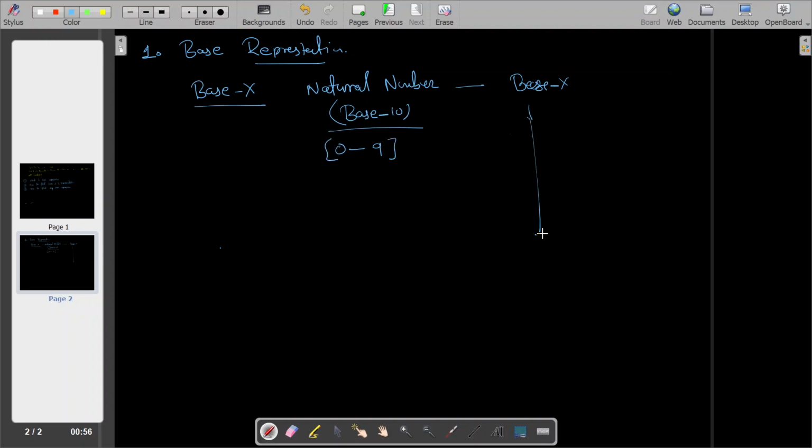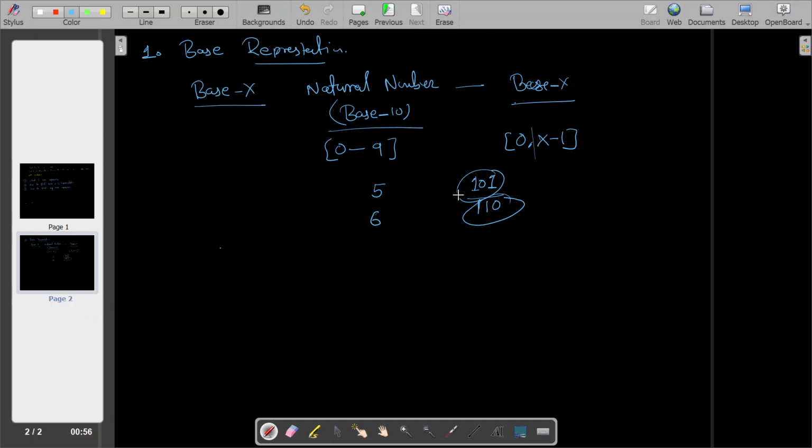In base x we use digits 0 to x minus 1. So these are the digits we will use. Okay, this is a clear point. In base 10, 5 is 5, but it is not necessary to be the same in other bases. Binary representation of 5 is 101. Binary representation of 6 is 110. So this is not looking like 5, this is not looking like 6. Okay, but this is actually 6.